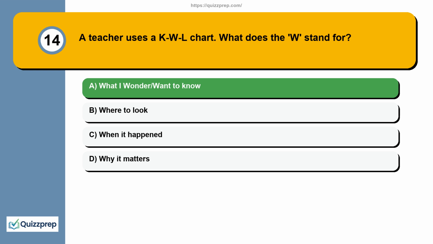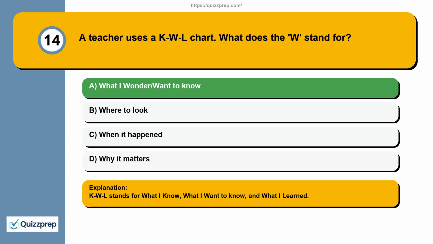The correct answer is option A. What I wonder or want to know. Explanation. KWL stands for what I know, what I want to know, and what I learned.